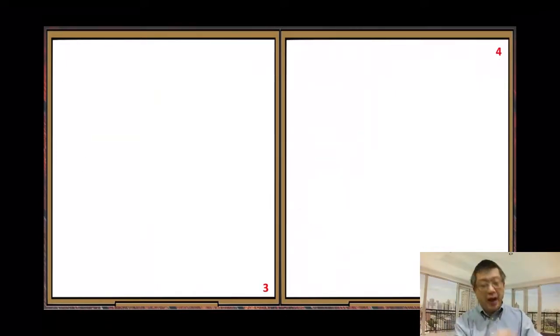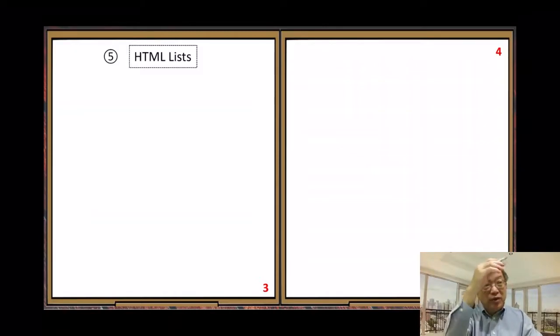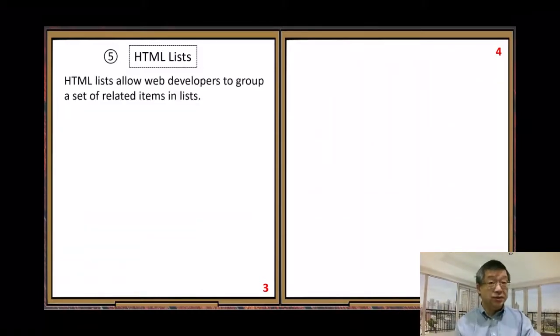Next, I want to talk about another basic element, HTML lists. Sometimes we need to list items. When we list items, we have many different ways to list: different types of lists, and also in different styles. All right, so let's look at the details.